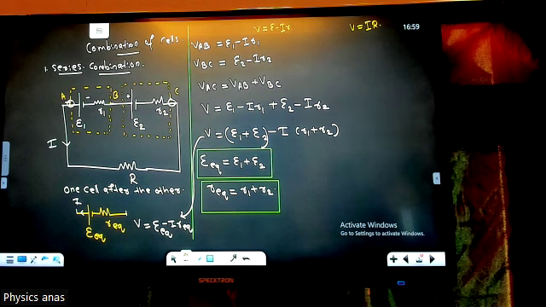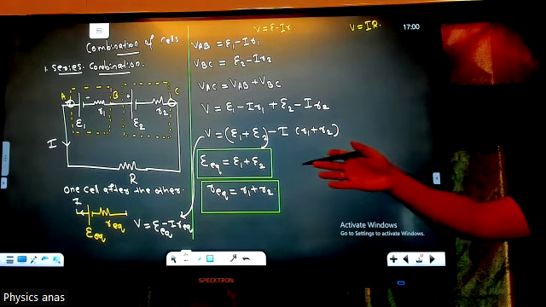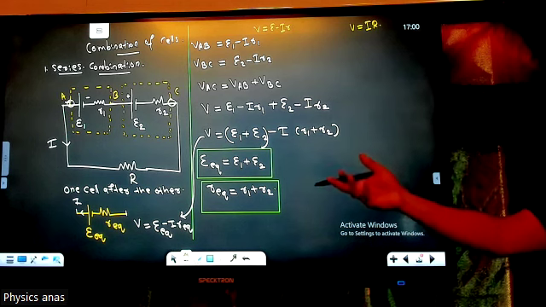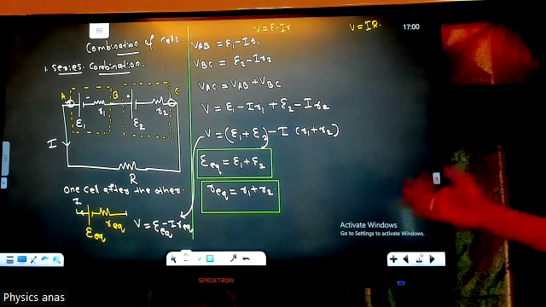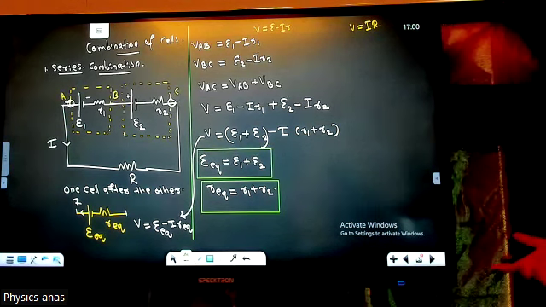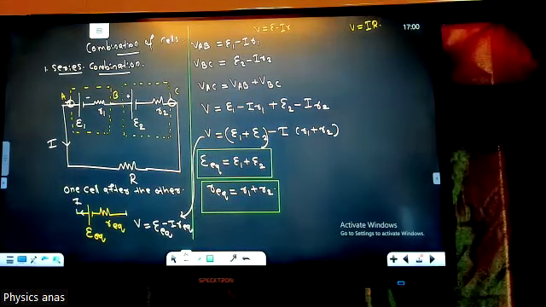Equivalent EMF is just E1 plus E2 plus E3, right? And if you have n number of similar cells, EMF of one can be taken as E. The other will be the same, so the other EMF will also be E. The third EMF will be E. So if you are adding it, that will be E plus E plus E up to N, that will be N times E. Resistance also N times R. If there are N number of cells, then EMF will be N times E and R will be N times R.